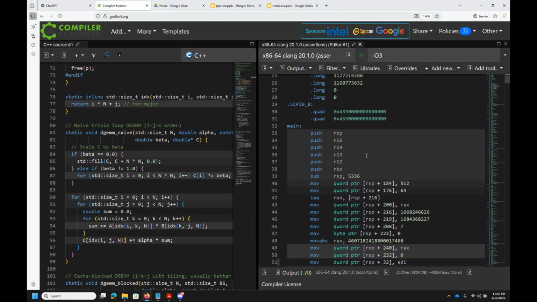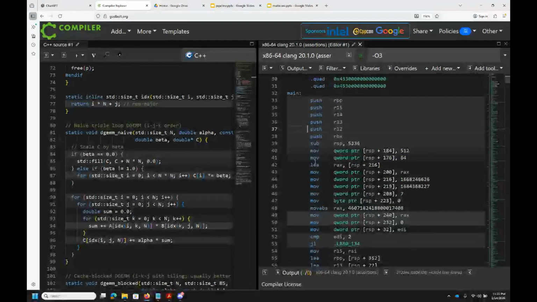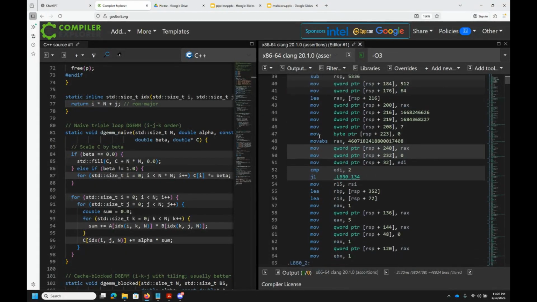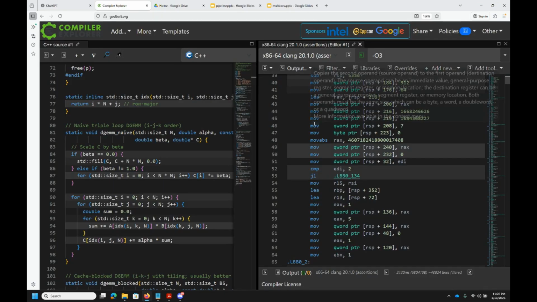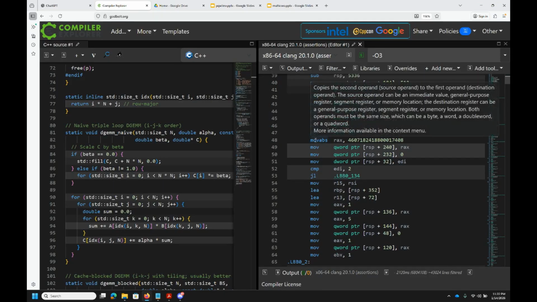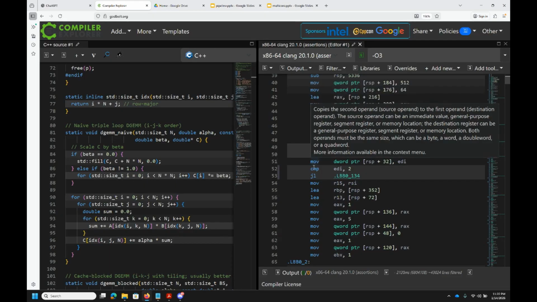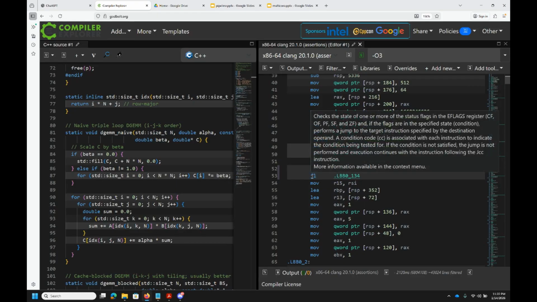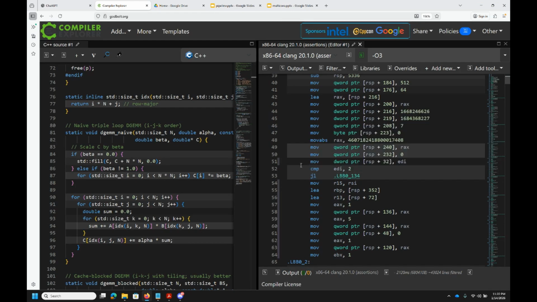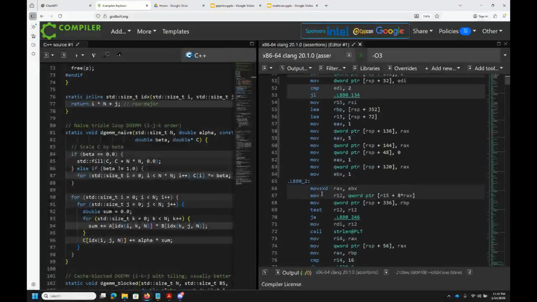So here you can see the assembly, that there are these instructions like push, sub, move, load effective address, move ABS. One good thing in Compiler Explorer is you can just hover over the instruction to see what it means. For example, this move ABS means copy the second operand to the first operand, so this is just an absolute copy instruction. The JL is to check the state of one or more flags. CMP is to compare. So jump and compare together form a loop, basically.